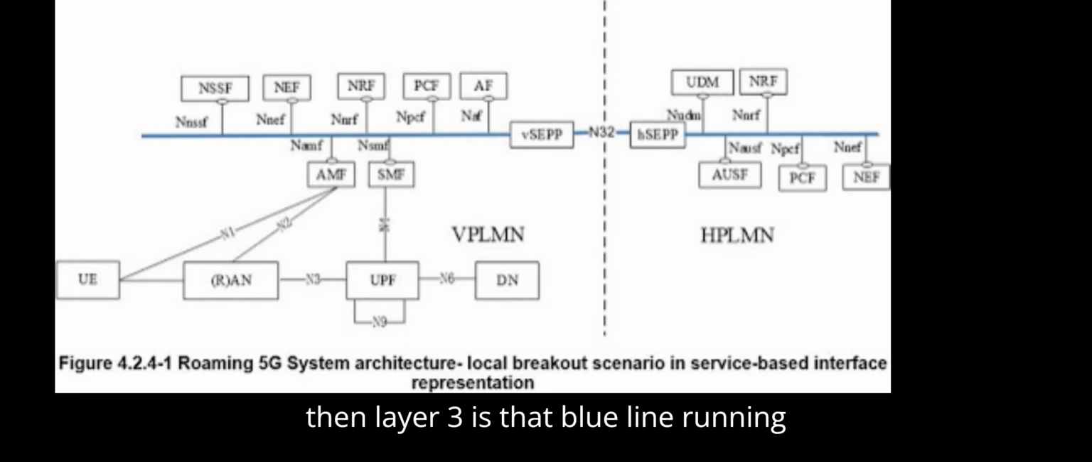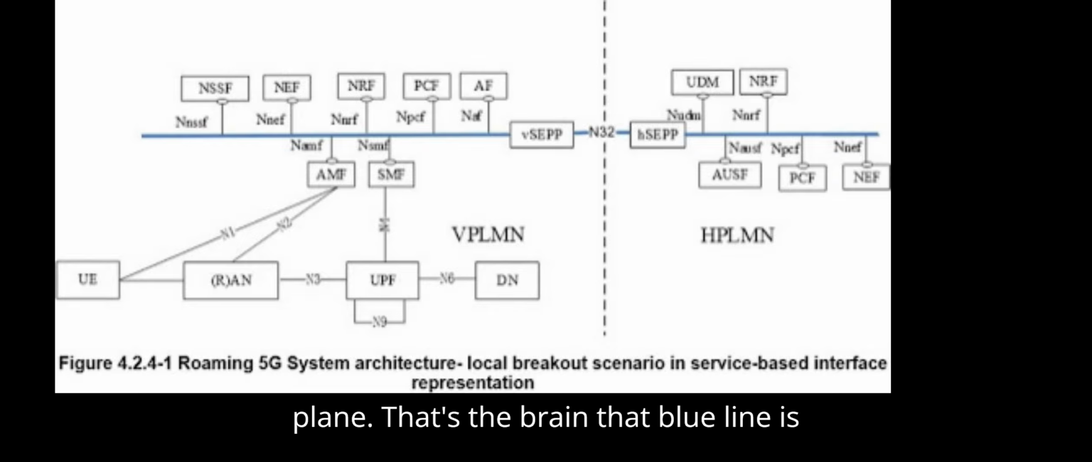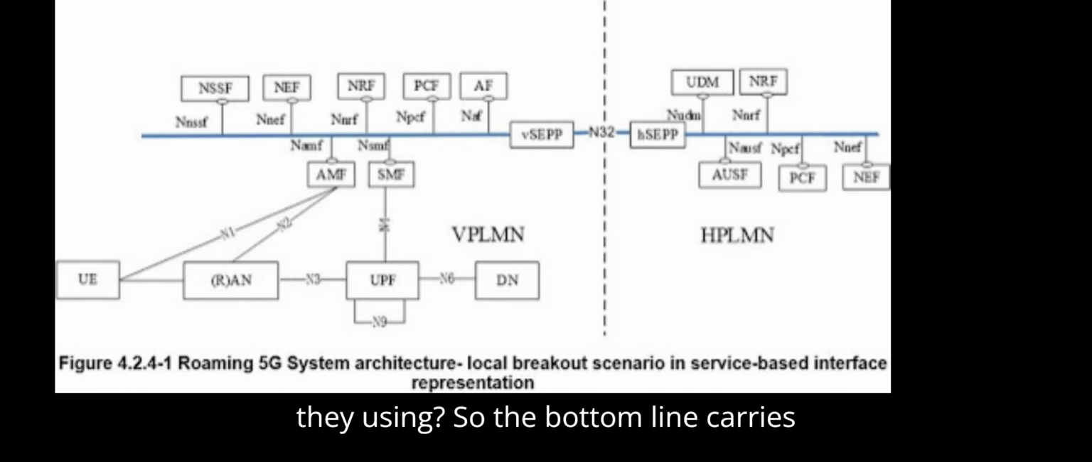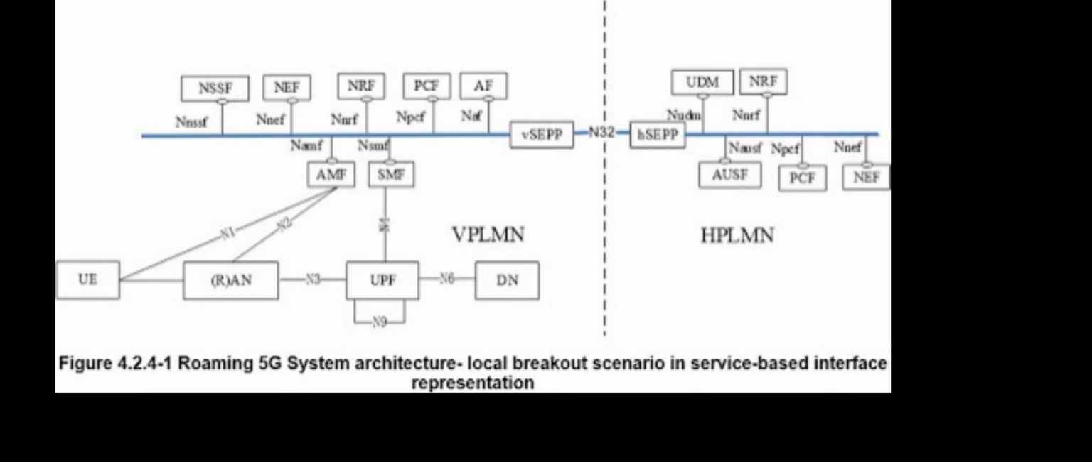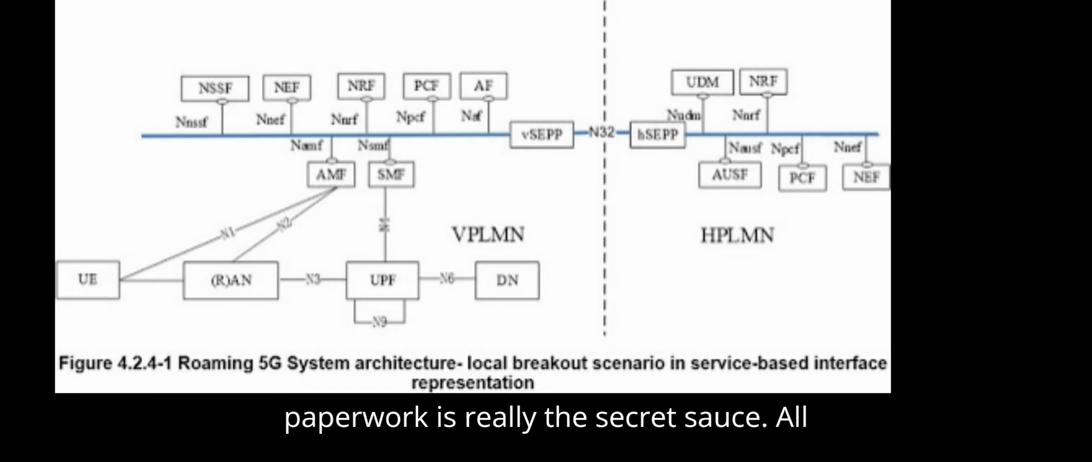And then layer 3 is that blue line running across the top, connecting all those little floating boxes like a nervous system. That is the control plane. Yeah. That's the brain. That blue line is responsible for all the decision-making. It handles questions like, who is this person? Are they allowed to be here? Did they pay their bill? How much data are they using? So the bottom line carries the cargo, the video, and the top line carries the paperwork. Perfectly put. And in 5G, separating the cargo from the paperwork is really the secret sauce.